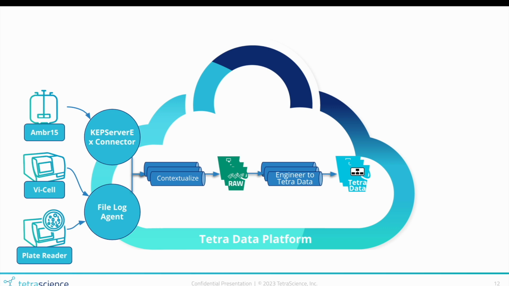Next, we'll engineer that data into Tetradata. So this involves remapping and restructuring raw data into a JSON format with a standard ontology, so that something like sample is always called sample, regardless of how the vendor stores that in their own file.